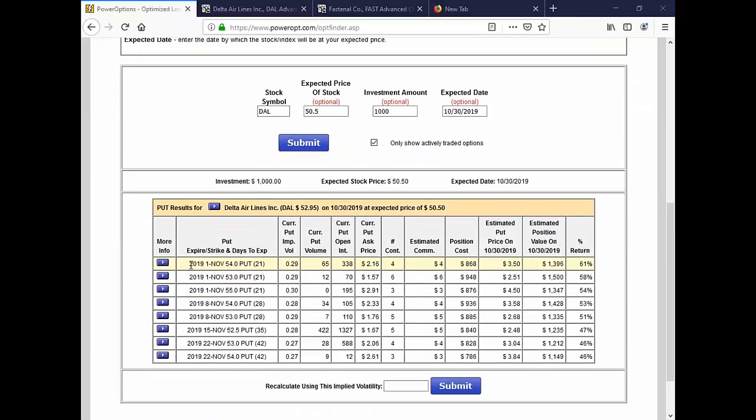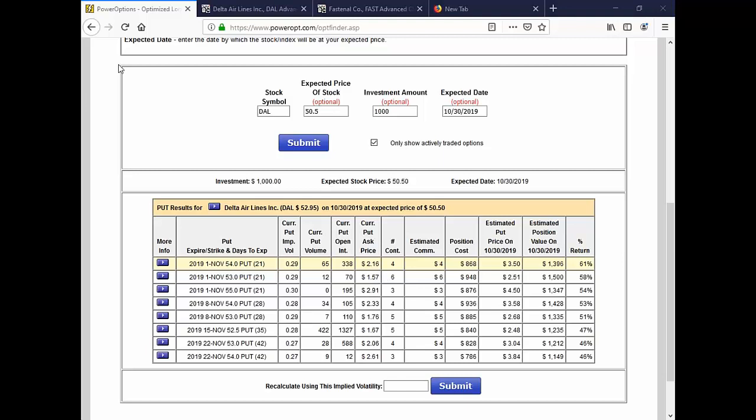And here we see that the 1st of November, 21 days out, would give us a better bang for the buck. Last time I focused on 30 to 45 days out in time roughly, but the 21 day out 54 strike looks like it would give us the best bang for the buck if DAL continued down by October 30th, was trading around $50.50 or so along those lines. Okay, so that's something to consider there as well. That's how you would do it. You'd go to the chart, get your estimation, and then from there you could run it.